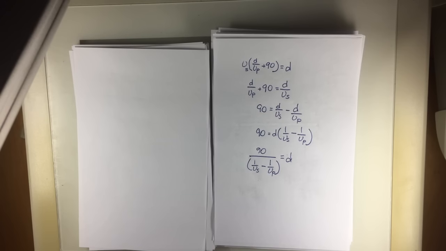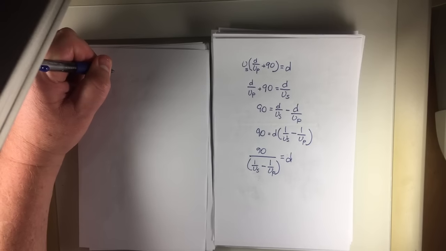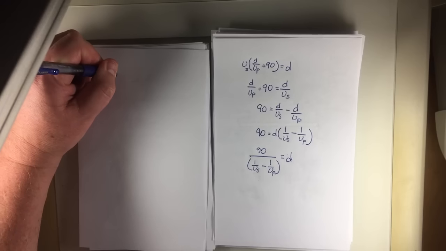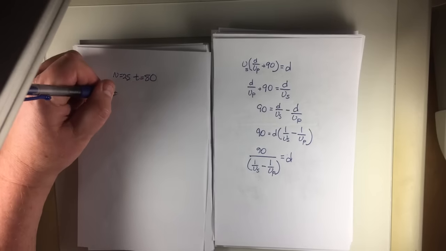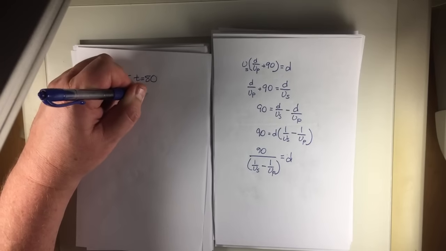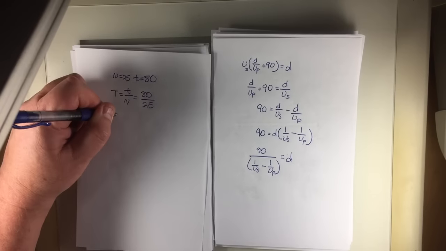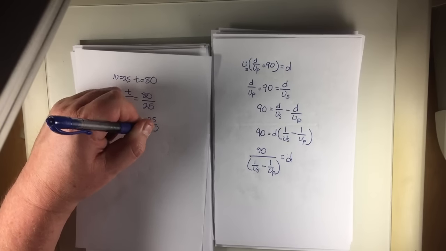Next. For number 11, a 3 kilogram mass on a spring oscillates 25 times in 80 seconds. What is the period of the spring pendulum? What is the frequency and what is the spring constant? So, N is 25, total time is 80. So period is total time divided by N, or 80 divided by 25. The frequency is the inverse of period, so 25 over 80.